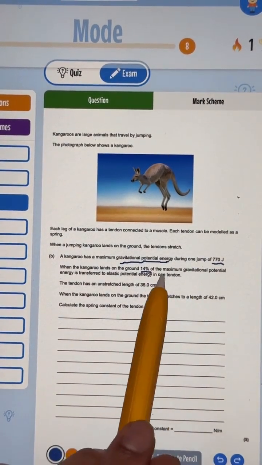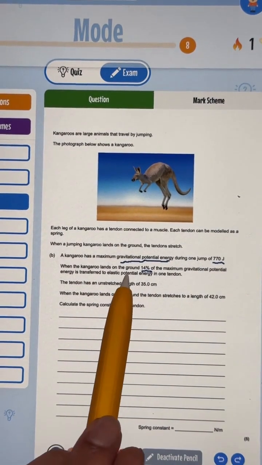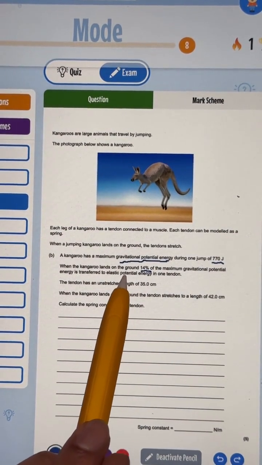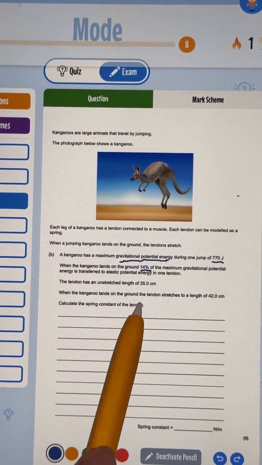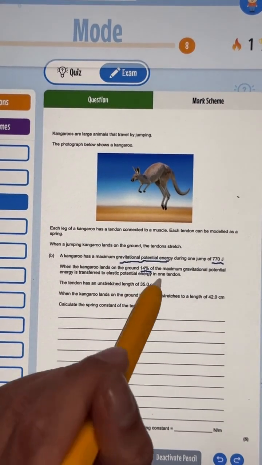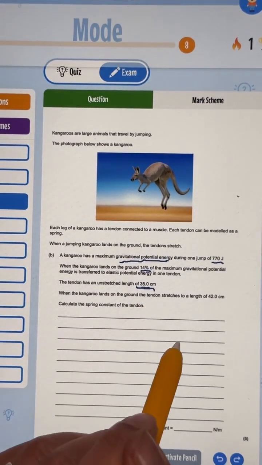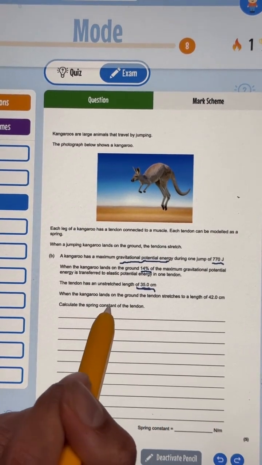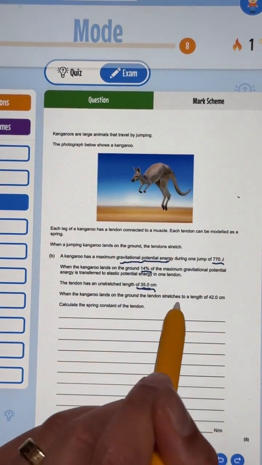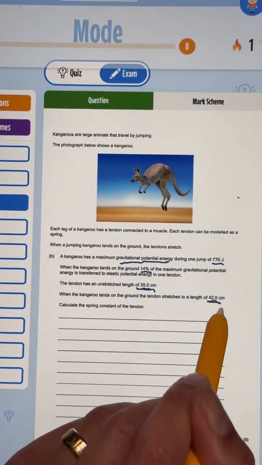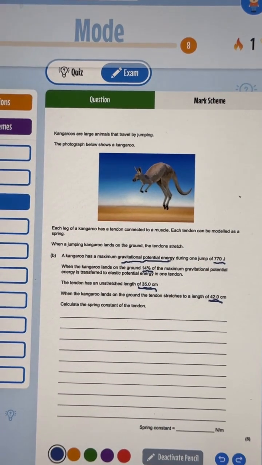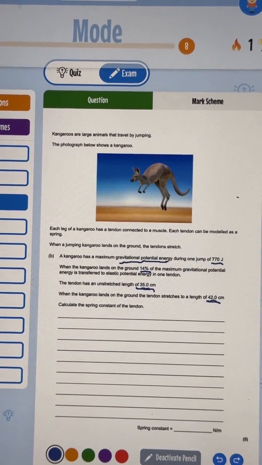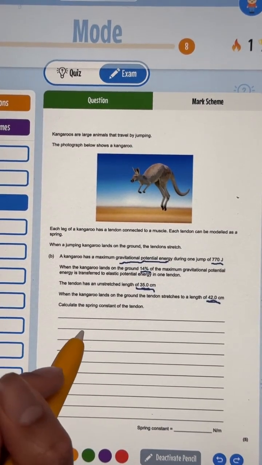So we've got the gravitational potential energy, and we've got 14%, which is actually a reference to efficiency. We're going to come on to that. The tendon has an unstretched length of 35 centimeters, so that's an original length. When the kangaroo lands, it reaches a length of 42, so that's the final length. So, calculate the spring constant of the tendon.